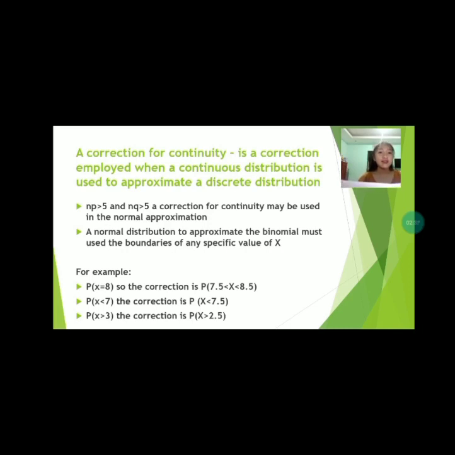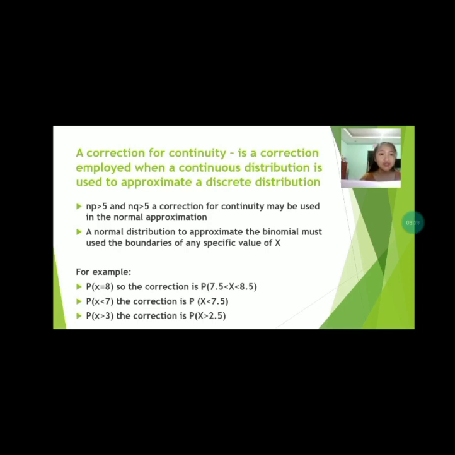A correction for continuity is a correction employed when a continuous distribution is used to approximate a discrete distribution. When np and nq are both greater than or equal to 5, a correction for continuity may be used in the normal approximation. A normal distribution used to approximate the binomial must use the boundaries for any specific value of x. For example, for P(x = 8), the correction is P(7.5 < x < 8.5).